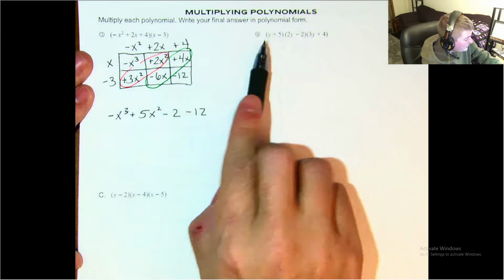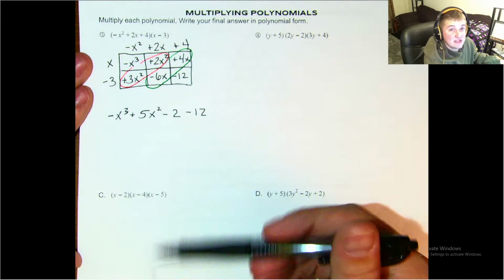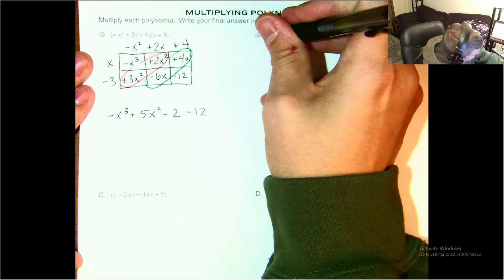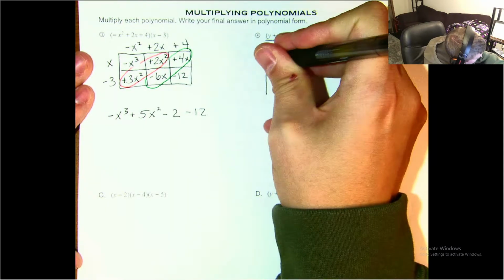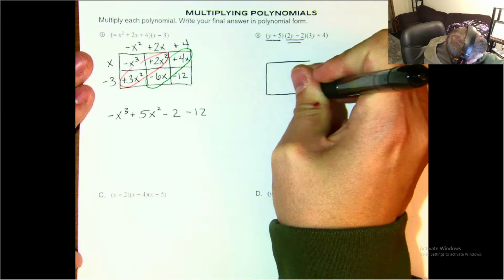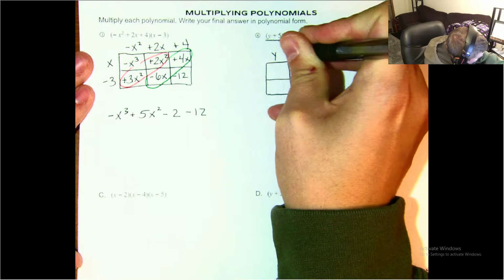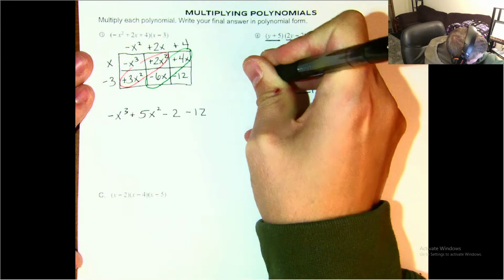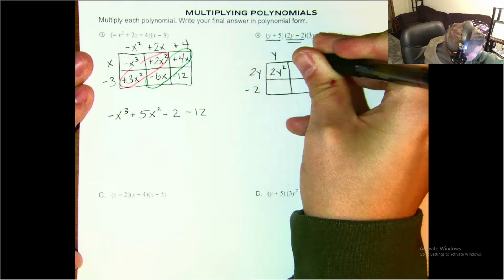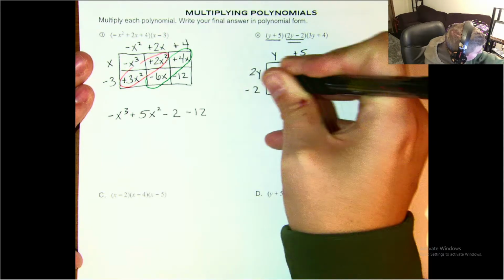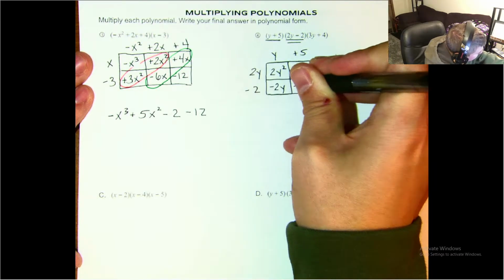Now, when I have three terms all being multiplied by each other, it's really not any different. It's just you have to do the process twice. So I'm just going to go ahead and I'm going to start by multiplying these two parts together first. Okay. So when I'm doing those two parts first, that means I'm going to have a 2 by 2. That means I'm going to have y plus 5 and 2y minus 2. 2y times y is 2y squared. 2y times 5 is 10y. Negative 2 times y is negative 2y. Negative 2 times 5 is negative 10.